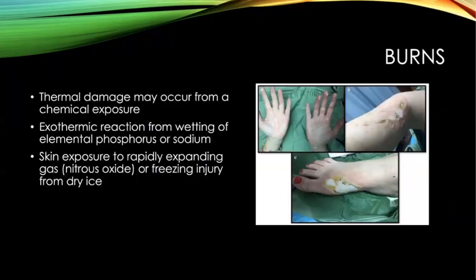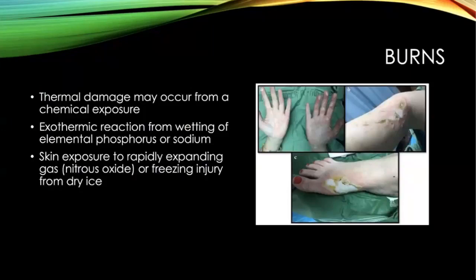Thermal damage can actually also be the result of a drug or chemical. For example, as we've already briefly discussed, an exothermic reaction can occur from wetting of elemental phosphorus or sodium. Also, skin exposure to a rapidly expanding gas, such as nitrous oxide and whippets, or frozen substances, such as dry ice, can produce a freezing injury.